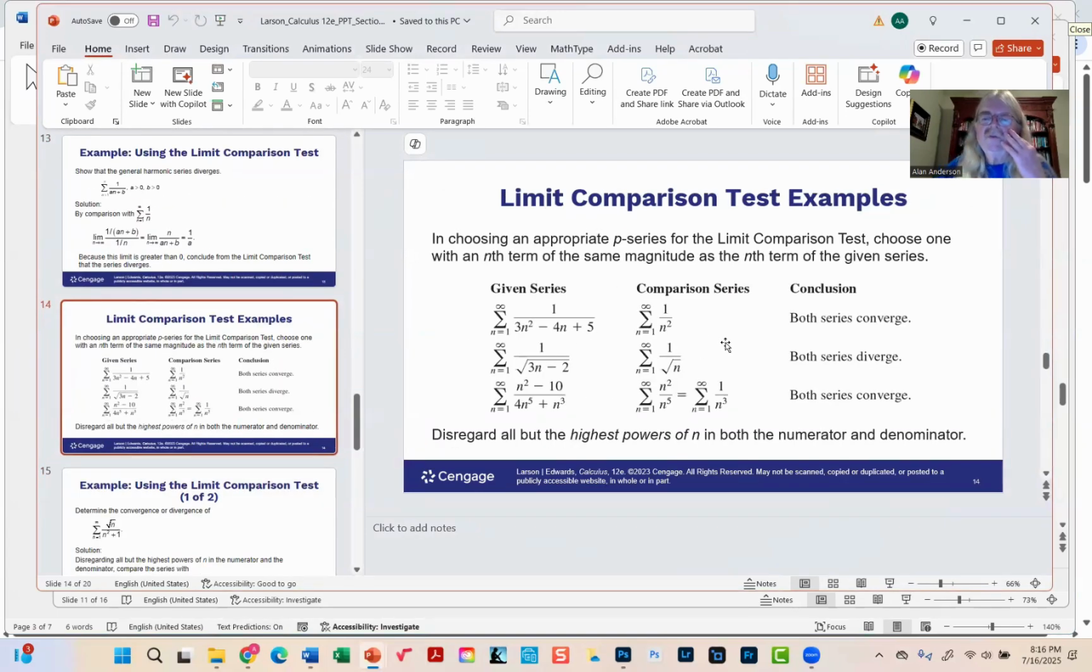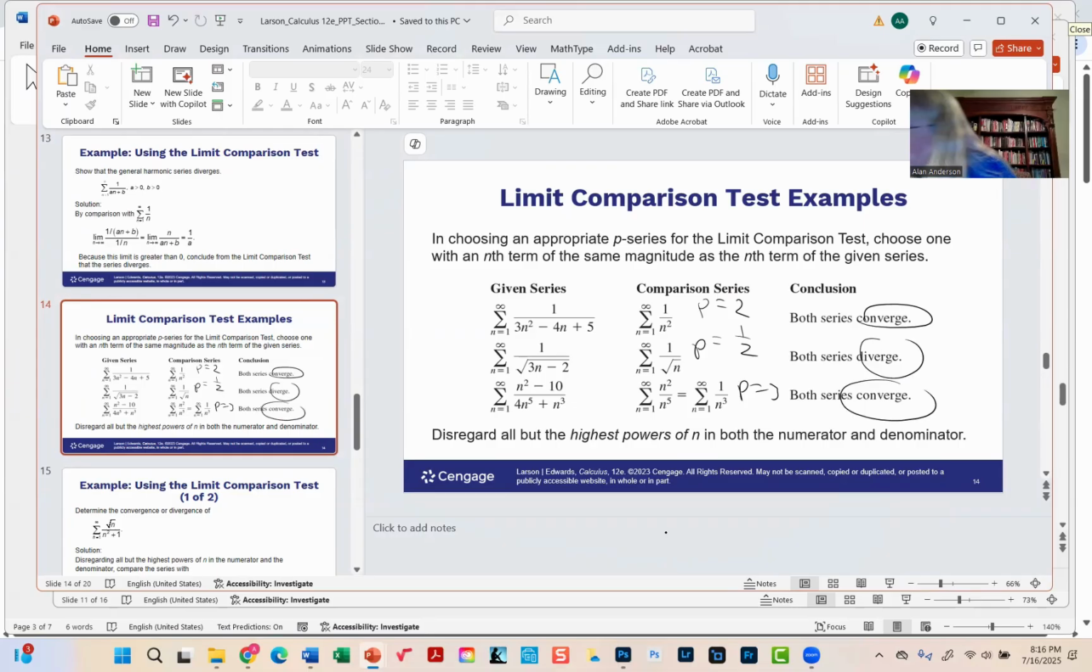And then here they're going to show some quick examples. Now, if you notice, all three of these on the right are P series. Okay. So here the P is 2, which means it converges. Here the P is 1/2, which means it diverges. And here the P is 3. But of course, it's understood that what they've done is they've taken the limit of the ratio and they found a constant. Right? They didn't mention that here, but that's what they've done. And so therefore, you can see that in the first case, they both converge. In the second case, they both diverge. And in the third case, they both converge.